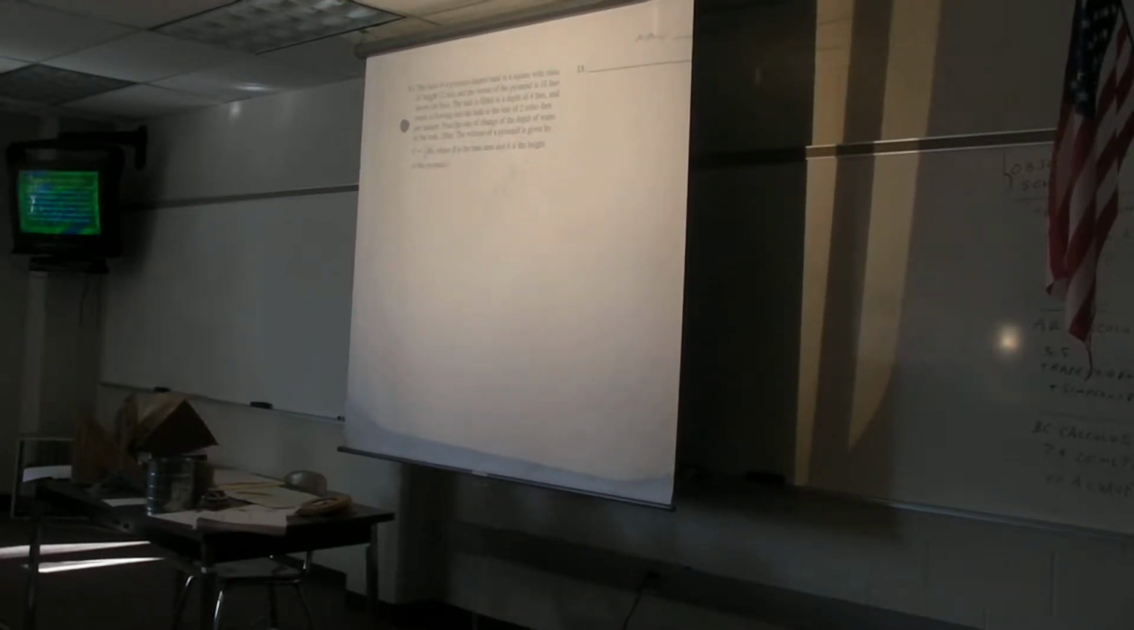So the base of a pyramid-shaped tank is square on the bottom. The sides are 12 feet, and the vertex of the pyramid is 10 feet above the ground. The tank is filled to a depth of 4 feet. Water is flowing into the tank at the rate of 2 cubic feet per minute. Find the rate of change of the depth of the water. And then they give you the hint, the pyramid's volume is 1/3 base times height.